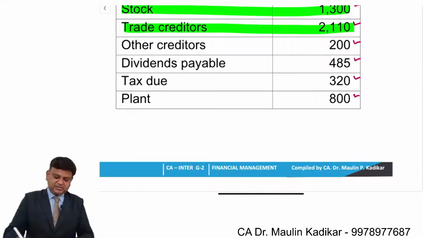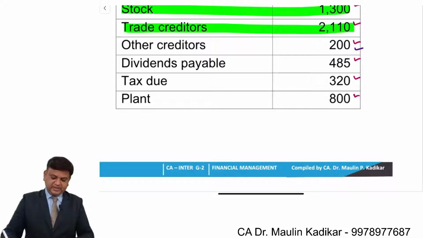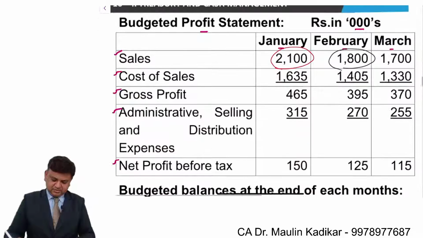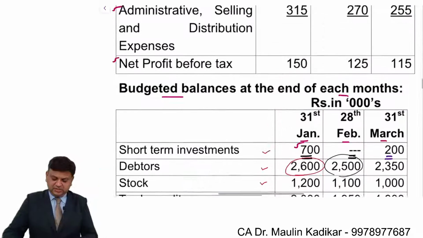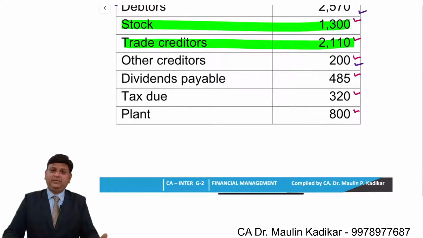Other creditors, let us see. As far as the other creditors are concerned, it is provided that it is an amount of rupees 2 lakhs at the beginning. It is remaining 2 lakhs, 2 lakhs and 2 lakhs. There is no change in the other creditors. It means that we have not made payment to the other creditors. We just have to ignore it.